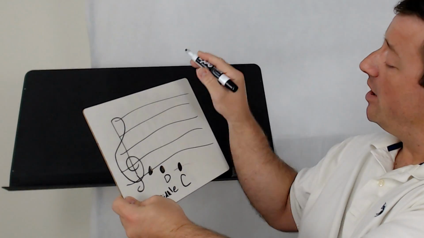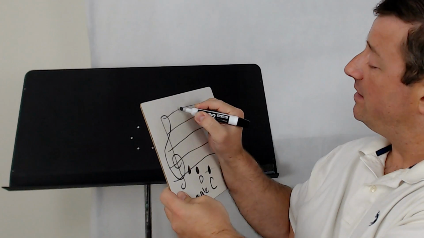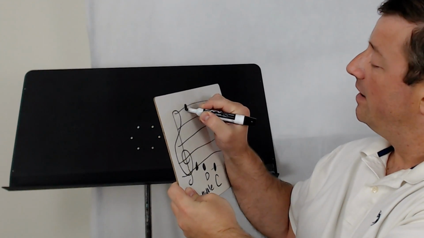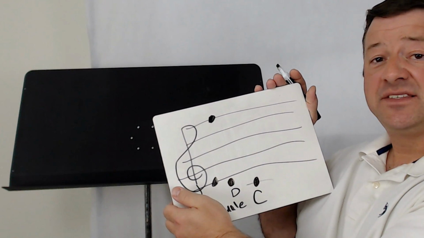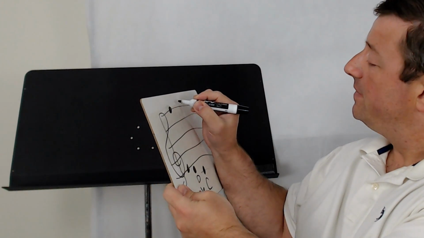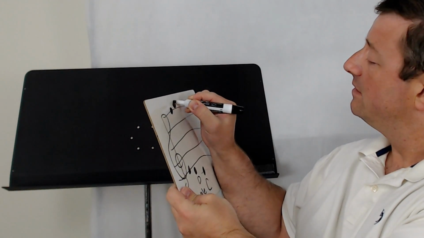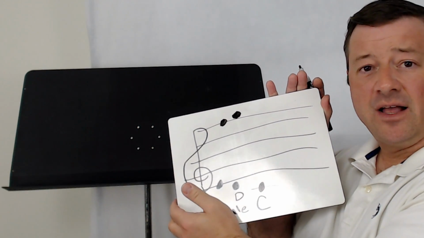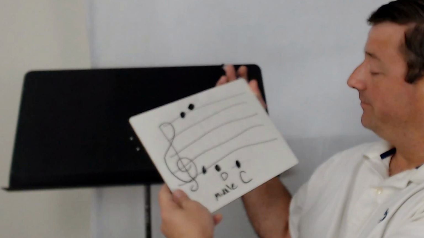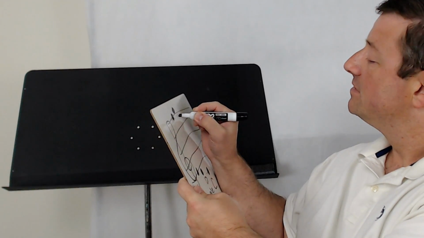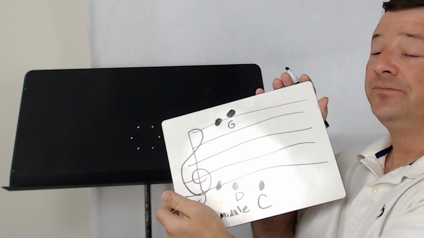Now we can also go above the staff. So remember the top line of the staff. Every good boy does fine. So that's F. We can go up here just above the line. That's the letter after F in the alphabet. That's G. So this is the note G.